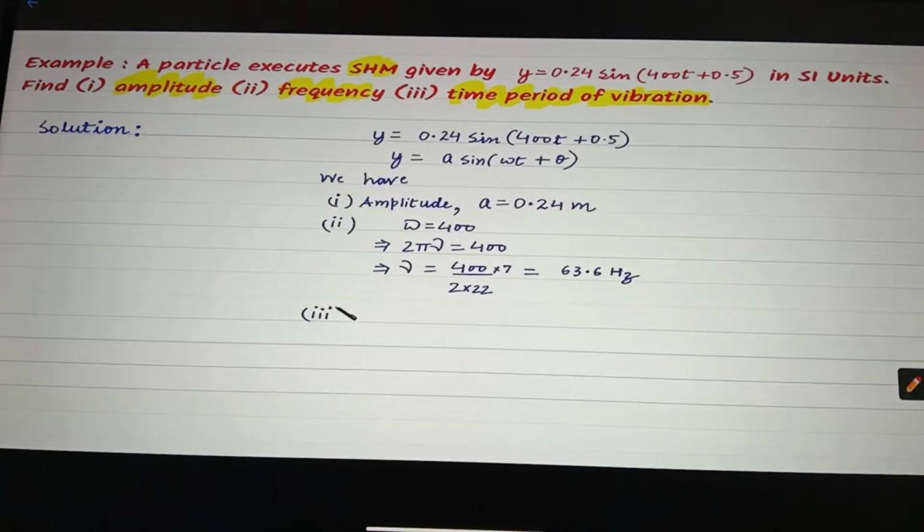Third, we have to find the time period. So T will be equal to 1 by frequency, which is 1 by 63.6 seconds, which is equal to 0.0157 seconds.